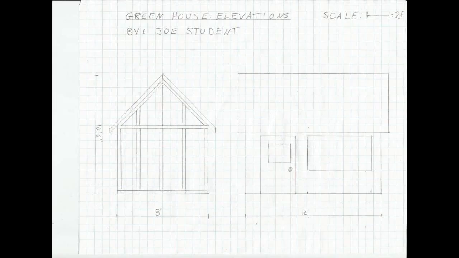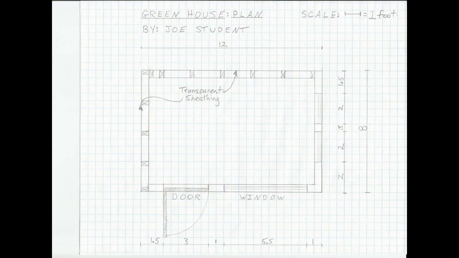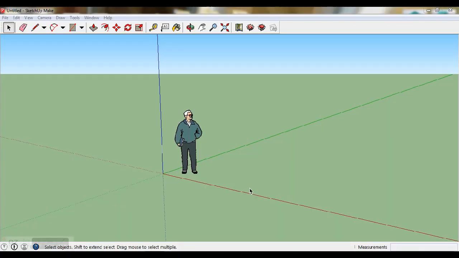So we should have our elevations and floor plans done on graph paper by now. And now we're going to use those drawings to make a 3D rendering of our greenhouse using SketchUp. The first thing I'd like to do is change the toolbar that we see across the top. I'm used to a bigger toolbar.